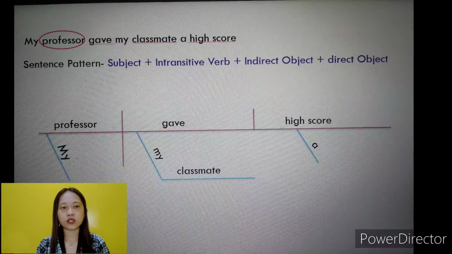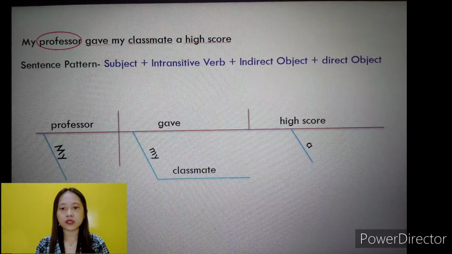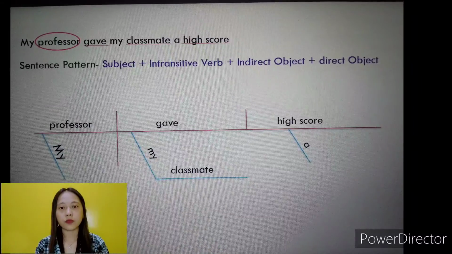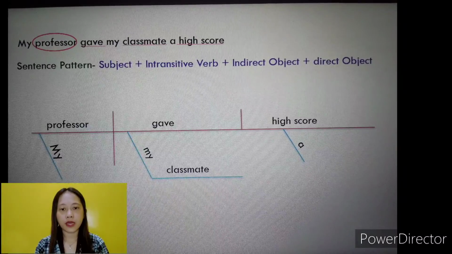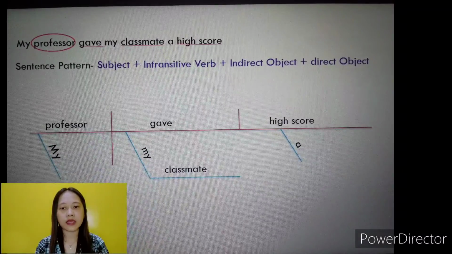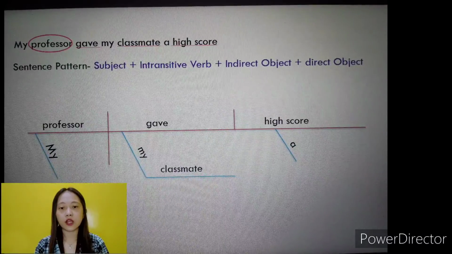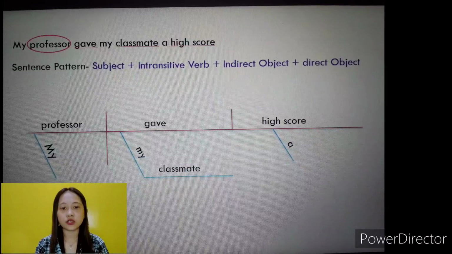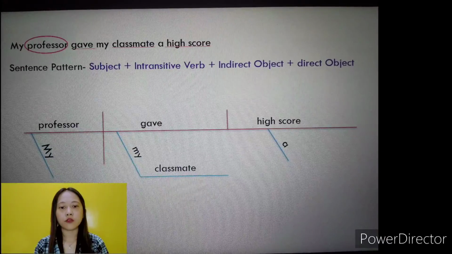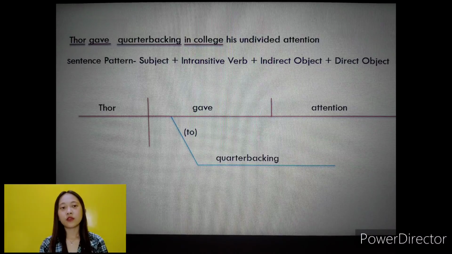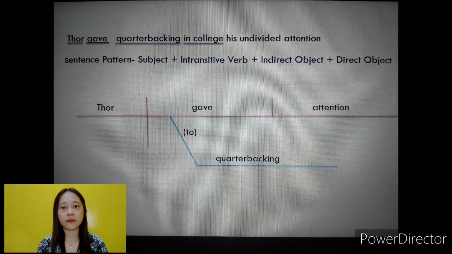We ask a question to know what the direct object in the sentence is. Like, my professor gave what? A high score. So, the indirect object is written below the verb because it modifies the verb: for whom was a high score given? My classmate. And note that the indirect object could take a preposition and so is drawn with a diagonal coming off the word they modify.